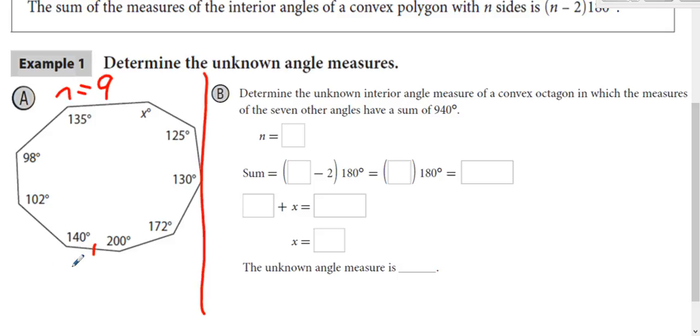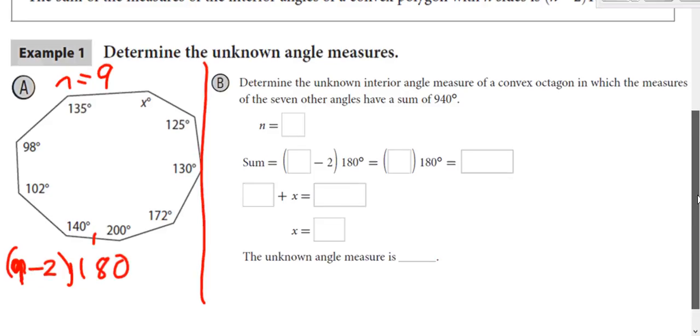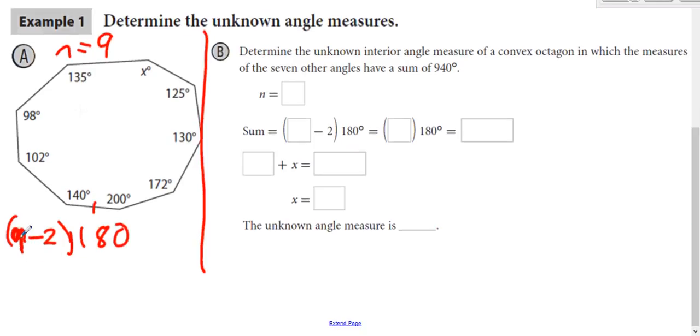which means that the sum of the angles is n minus 2 times 180. We plug in 9 for n. So all the angles all together have to work out to be 7 times 180. So that is 1,260. And all the angles all together have to add up to equal that much.